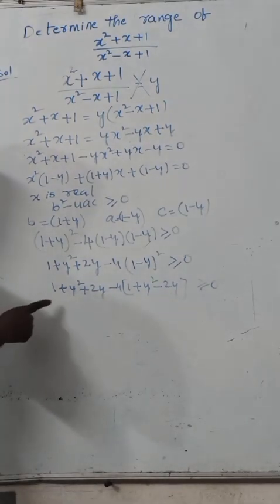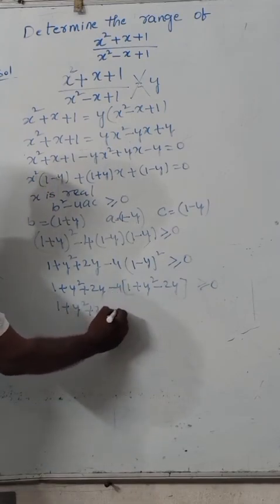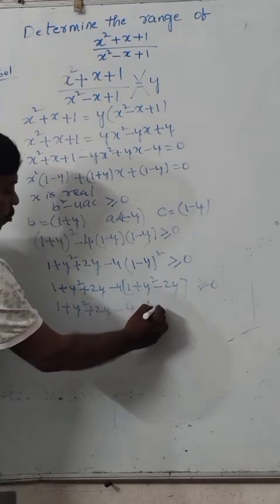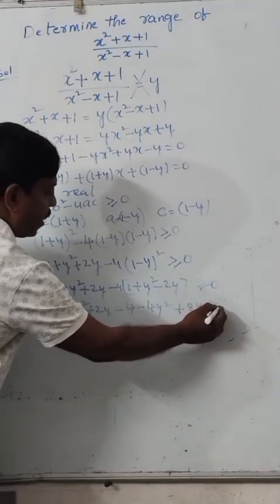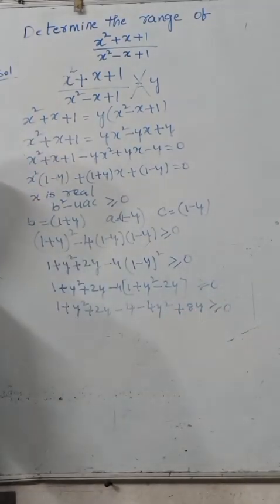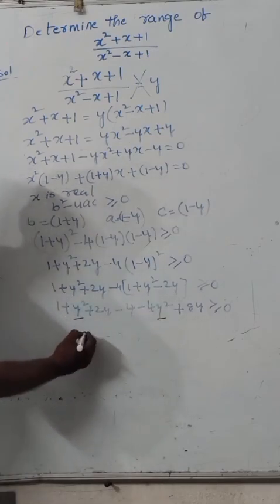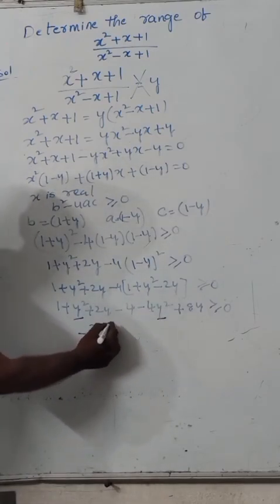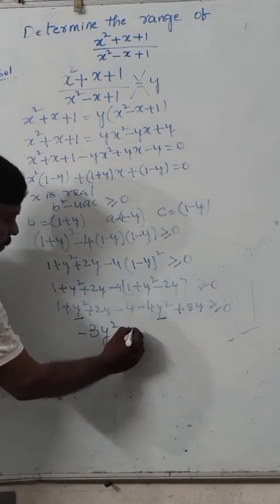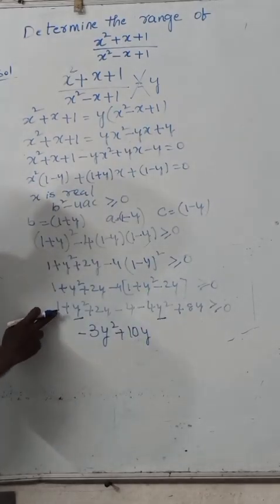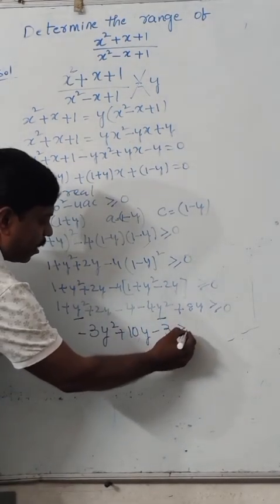Now here, 1 plus y square plus 2y minus 4y square plus 8y is greater than or equal to 0. Collecting all the terms: the y square term is minus 3y square, the y terms are 2y and 8y, that is 10y, and the constant values 1 minus 4, that is minus 3, is greater than or equal to 0.